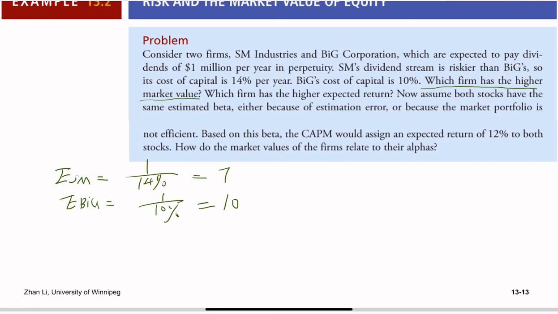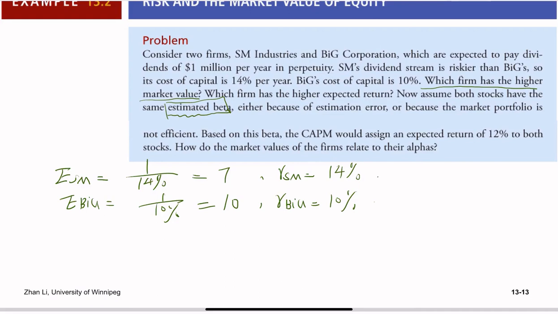Which firm has the higher expected return? Well, for the small firm, its expected return is just the cost of capital, which is 14%. For big firm, it's 10%. Right? Now, let's say the two firms have the same beta, right? Maybe it's because of some estimation error or because the market portfolio is not efficient. If SM Industries and Big Corporation have the same beta, then according to CAPM, the required return should be the same for these two firms.